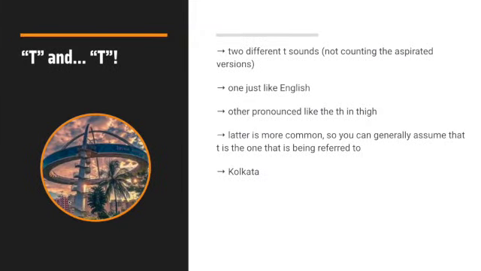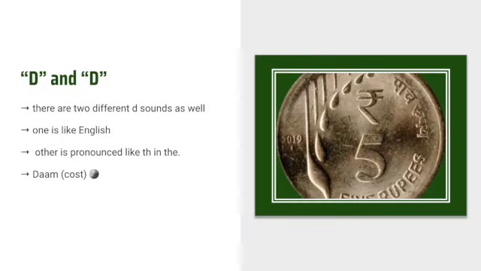Now we have two T's, two different T sounds, not counting the aspirated versions, of course. One is just like English, like in teeth, the first T, and the other is pronounced like the TH in thigh. Most of the time you'll see the second one, so this one over here. So if you see a T, you can generally assume it's pronounced like that T. One example is the city name, Kolkata. A lot of the time you'll see people pronouncing it incorrectly, but now you know the right way to pronounce it.